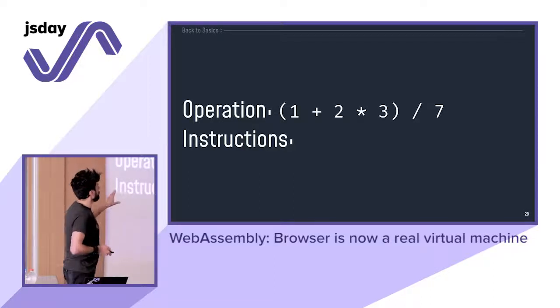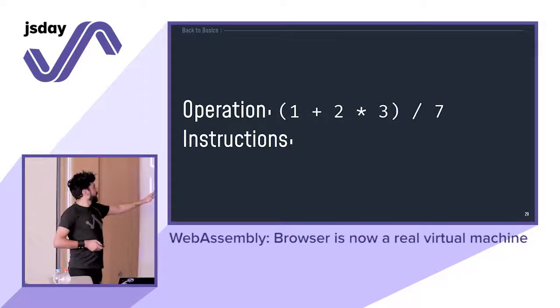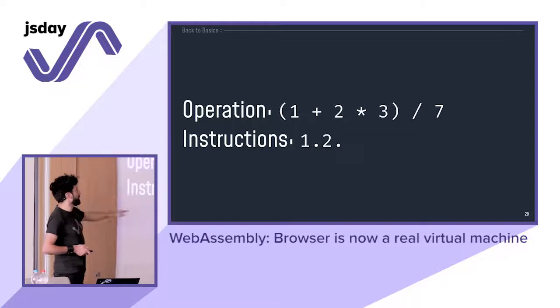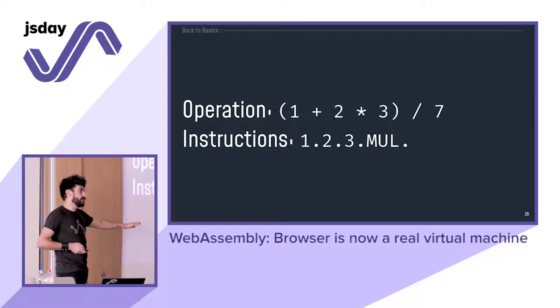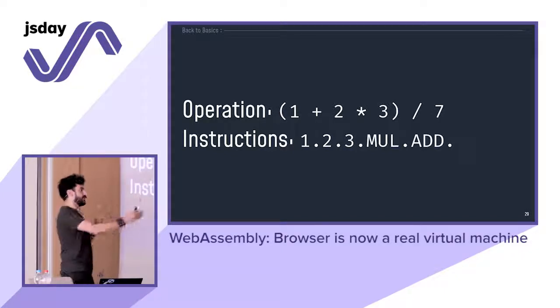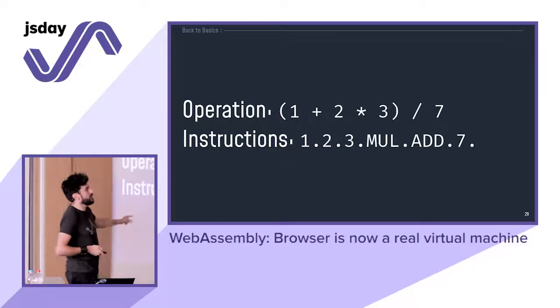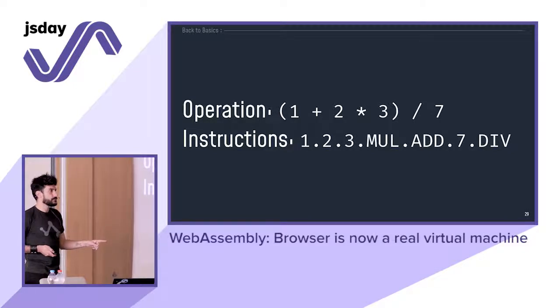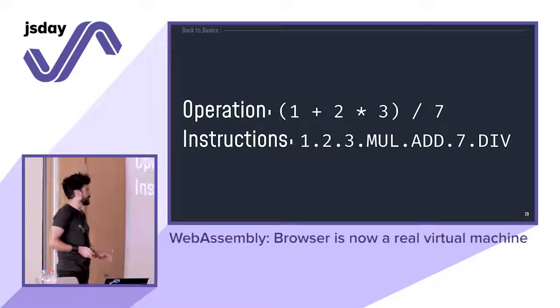This is because if we want to realize this operation, just 1 plus 2 multiplied by 3 divided by 7, I just push 1, then push 2, then push 3 and the multiplication instruction, then the add instruction, because I will clear the stack each time, then I push 7, then I have the divide instruction. OK? This is like Polish reverse notation. If you do math, this is the same thing.